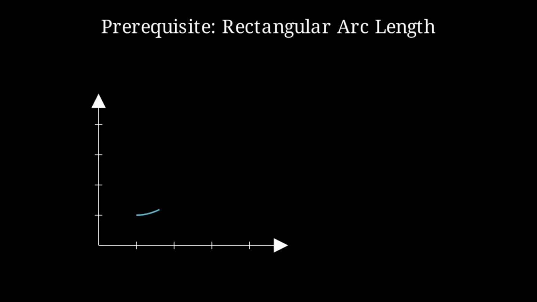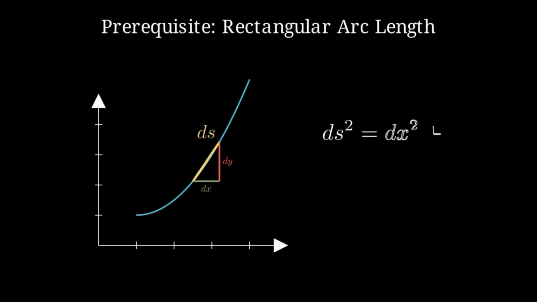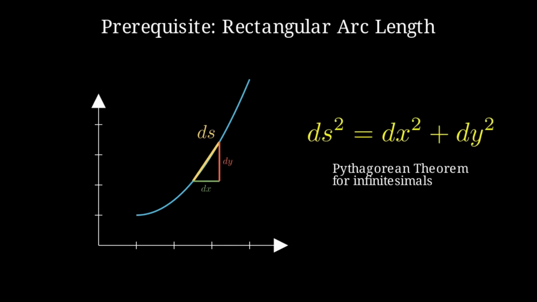Recall the arc length formula in rectangular coordinates. We approximate a tiny segment of the curve, ds, as the hypotenuse of a right triangle with sides dx and dy. This gives us the differential arc length ds equals the square root of dx squared plus dy squared. Our goal is to transform this expression entirely into terms of r and theta.